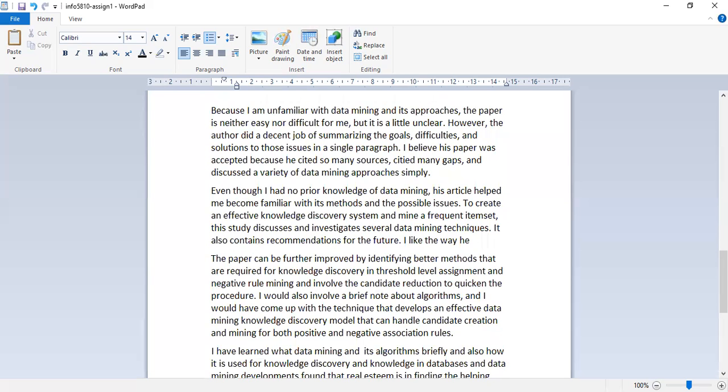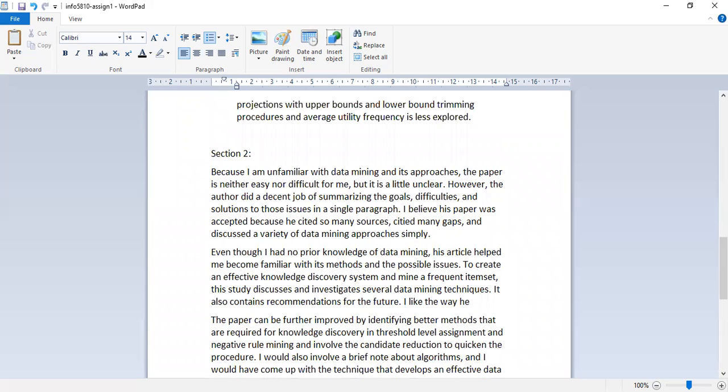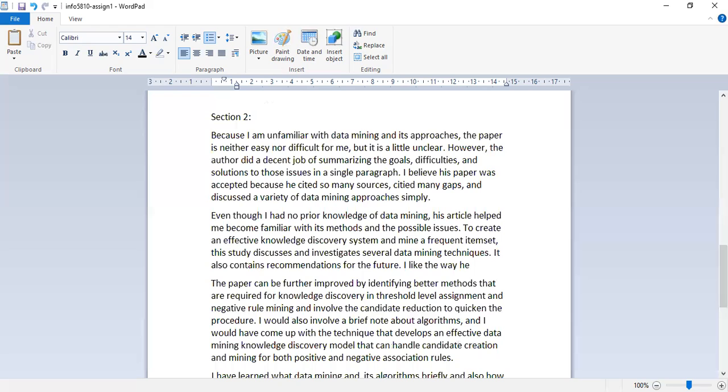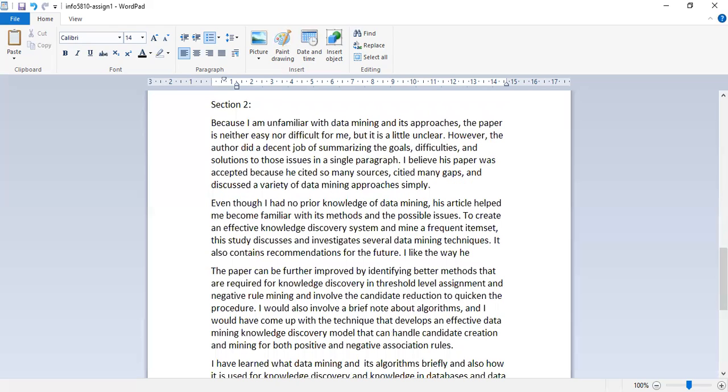What I have written in section 2 is my overall assessment, what I would do if I wrote a similar kind of paper, and some future implications. You can see it here. As I'm not that familiar with data mining, and I'm completely new to data mining approaches and algorithms, I read this paper twice or thrice to understand it. After reading it the first time I couldn't understand it, so that's quite confusing, and some points were unclear to me in the paper. However, I understood it by using resources.